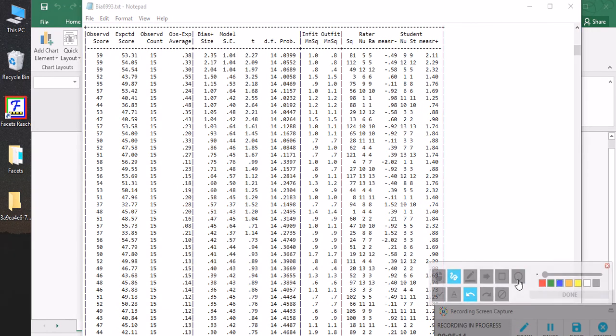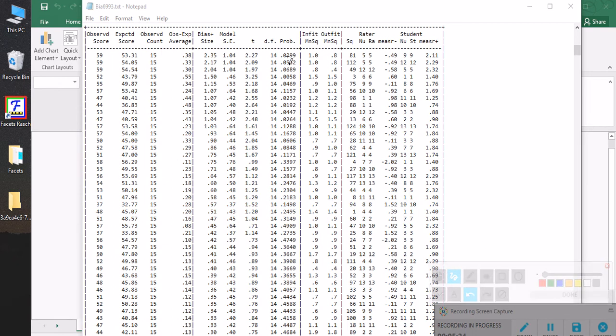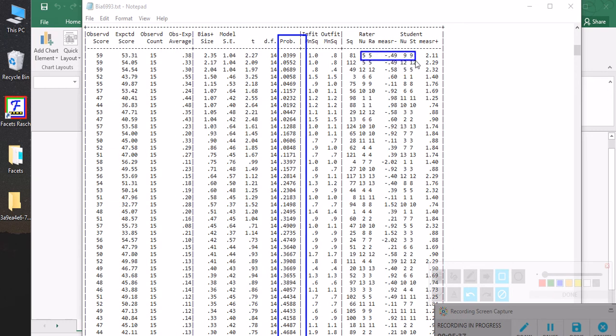And first of all, let me just show you what I mean by p-value. So the p-value is represented in this column here, this prob column here. As an example, rater number 5 and student number 9. So rater number 5 scored student number 9. Is there any bias size? Yes, 2.35 is the highest amount of bias here. On average, the amount of bias that we see is positive, and it's 2.35.